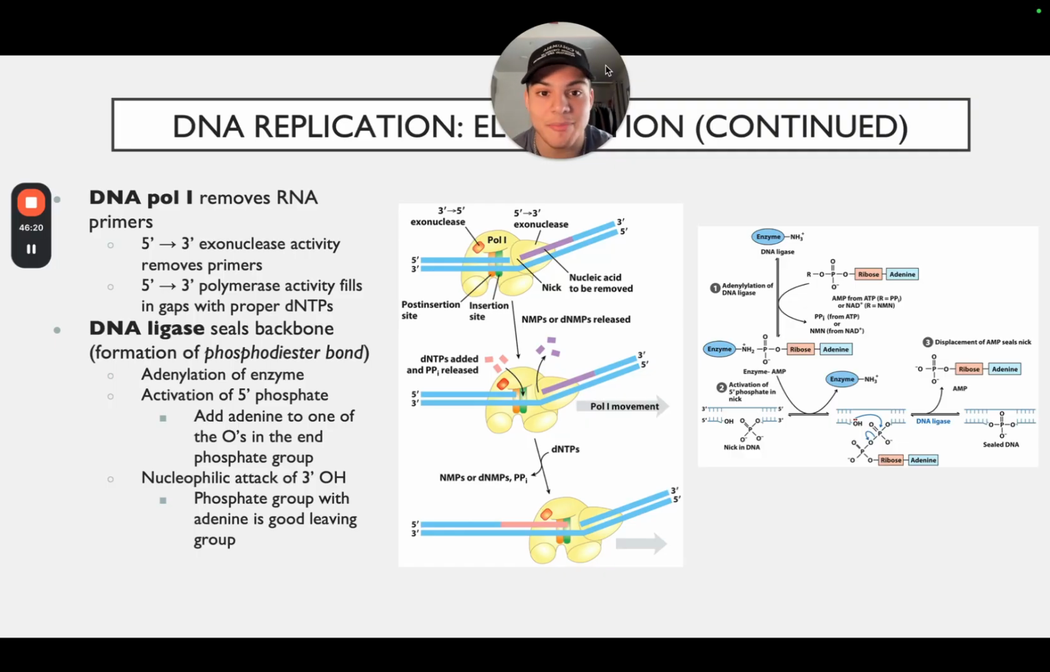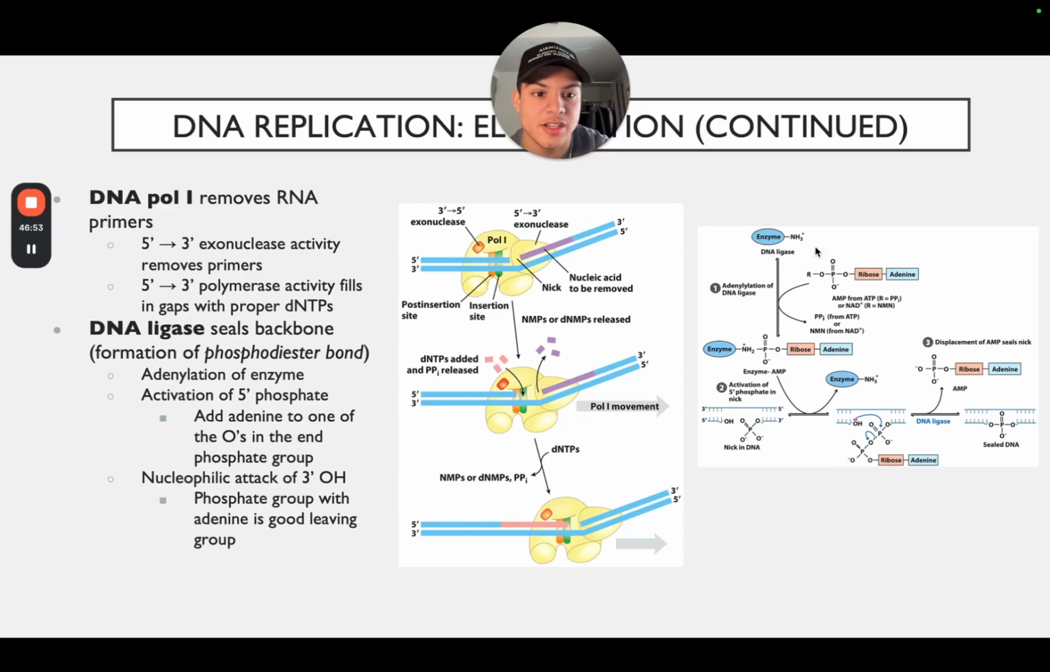So it has the 5' to 3' exonuclease activity, which removes these primers. And also, it actively fills in these gaps with proper dNTPs, changing it from RNA to DNA. And then DNA ligase is going to connect the separated strands, right? So as you can see here, it seals the backbone, and it forms these phosphodiester bonds.